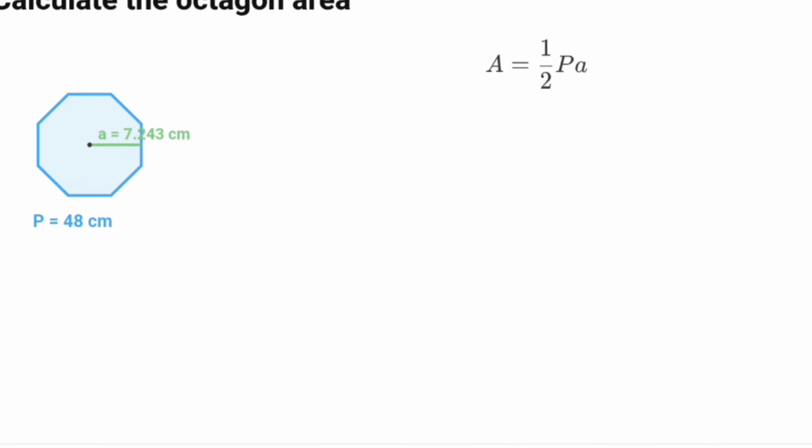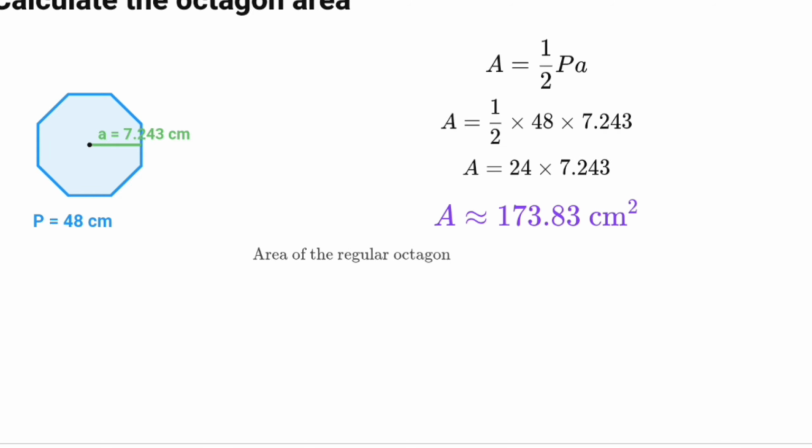With the perimeter and the apothem ready, substitute 48 centimeters and about 7.243 centimeters into 1/2 times perimeter times apothem. The area of the regular octagon is about 173.83 square centimeters.